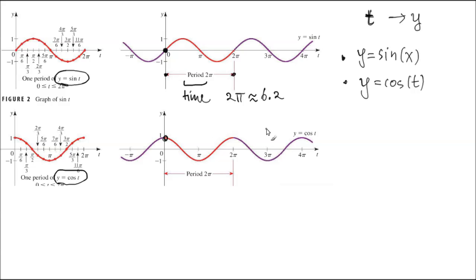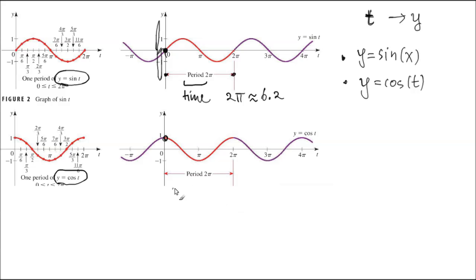During that 6.2 second period, what happened to the mass attached to the spring? It completes one cycle of motion. In the sine graph, it starts at the equilibrium position, goes up and down and comes back up. That's one cycle of motion. How long does it take in this graph? 6.2 seconds, 2 pi seconds later, it comes back to the equilibrium position and repeats the same thing.